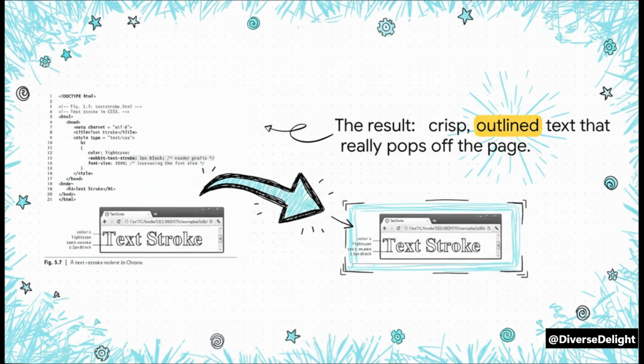Just look at that difference. The text just jumps right off the page. You've got that light cyan fill, and it's perfectly outlined by that sharp 2-pixel black stroke. That's a huge visual impact from just a single line of code.